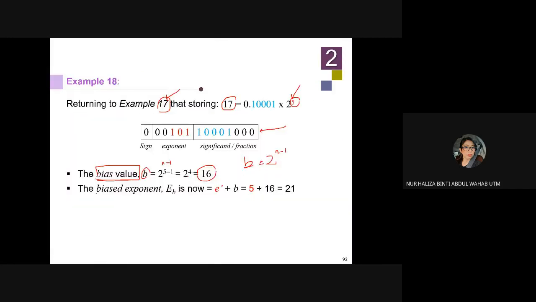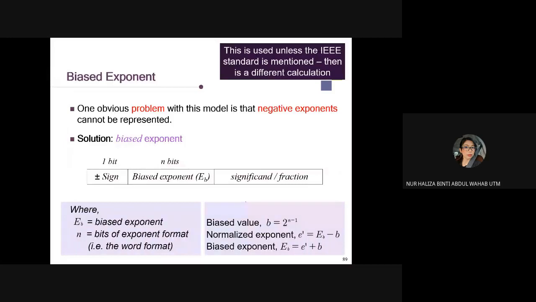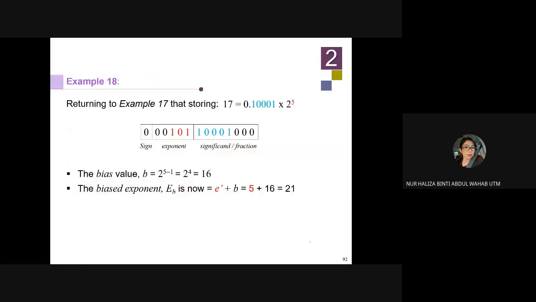Next, after that, you need to calculate the bias exponent, which is EB, with the equation given, E prime plus B. Look back at your equation over here. So for the bias exponent, you will get EB equal to E prime plus B. Then your E prime will be 5.